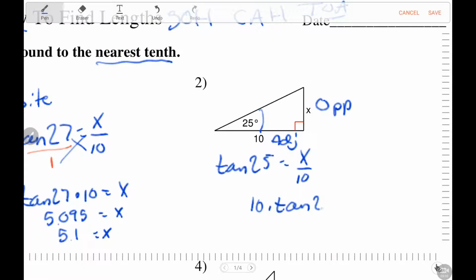It's actually a little bit better to write it like that, so that you know what's the coefficient and what's your angle. It makes it just a little easier. So you can do 10 times tangent of 25. And when you do that, you get 4.66 equals x. And again, round up to 4.7. All right.